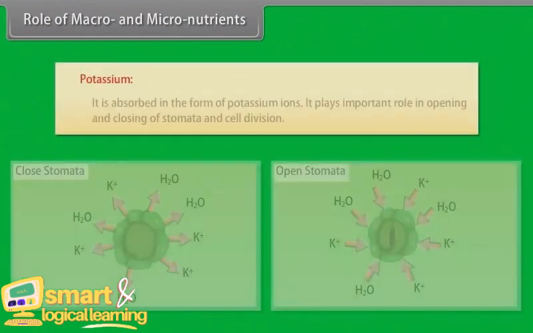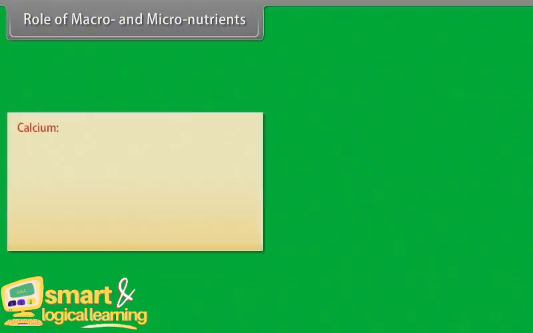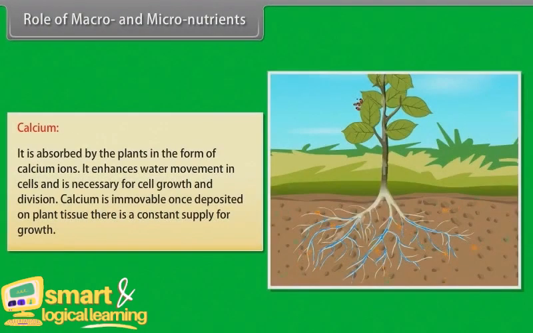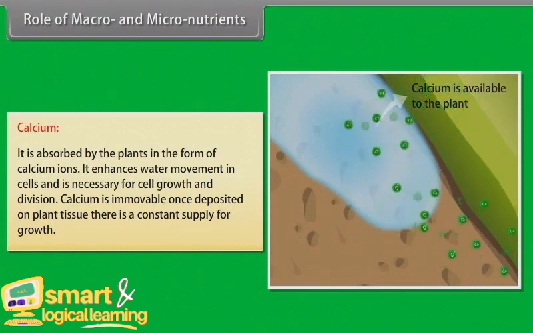Potassium. It is absorbed in the form of potassium ions. It plays an important role in opening and closing of stomata and cell division. Calcium. It is absorbed by the plant in the form of calcium ions. It enhances water movement in cells and is necessary for cell growth and division. Calcium is immobile. Once deposited in plant tissue, it is not moved, so there must be a constant supply for growth.